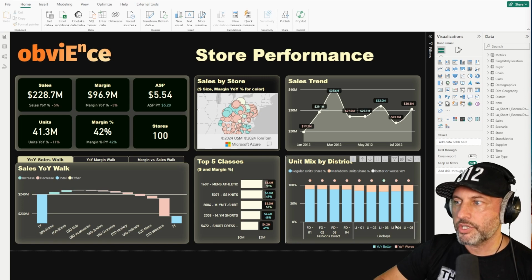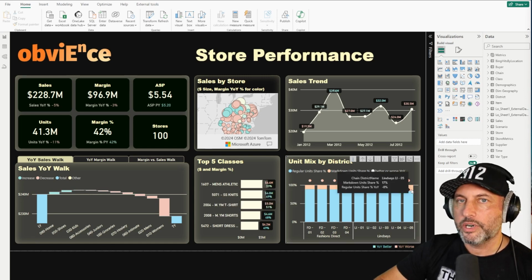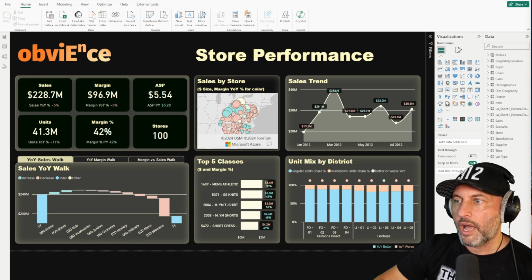So here I've created a chart where you can look at different districts, and you could see that some districts look better and some districts look worse. So I want to see as much blue and I want to see as little orange as possible. Now, what other piece of information I wanted to add is I wanted to do the same thing I do everywhere else. Every data point I want to compare to last year. So for example, here I see that this is my distribution of regular versus markdown, but I also want to know whether it's gotten better or worse.